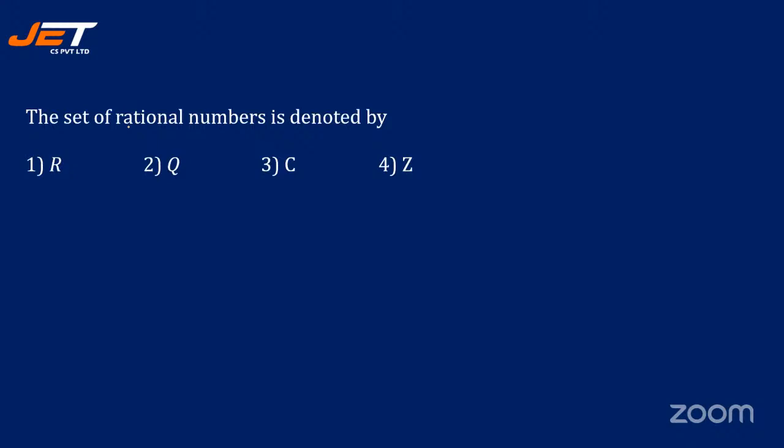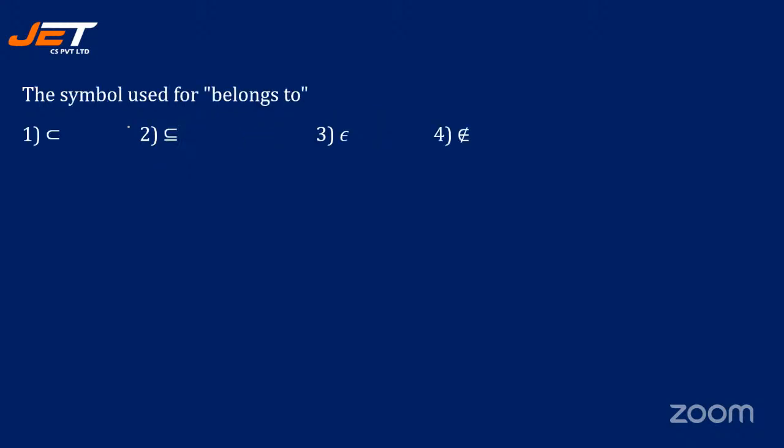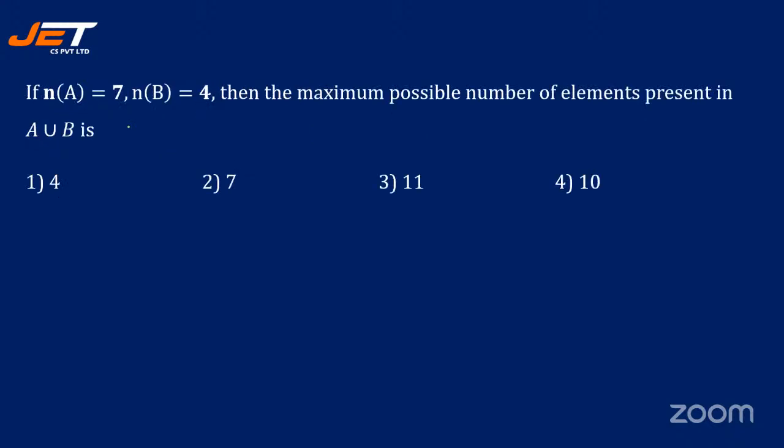The set of rational numbers is denoted by dash. So rational numbers, how do you represent that? By the letter Q. The symbol used for belongs to is dash. So it is option 3 because ∈ is the symbol that is used for belongs to. All right, see the next question.